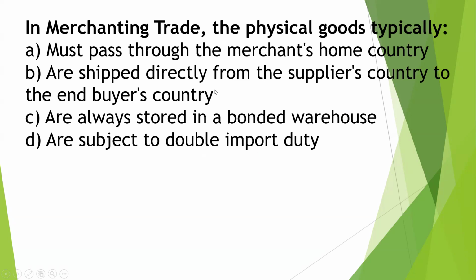In merchanting trade the physical goods typically must pass through the merchant's home country, are shipped directly from supplier country to the end buyer country, are always stored in a bonded warehouse, are subject to the double import duty. So you have to tell, friends, that in merchanting trade, how do the physical goods travel?